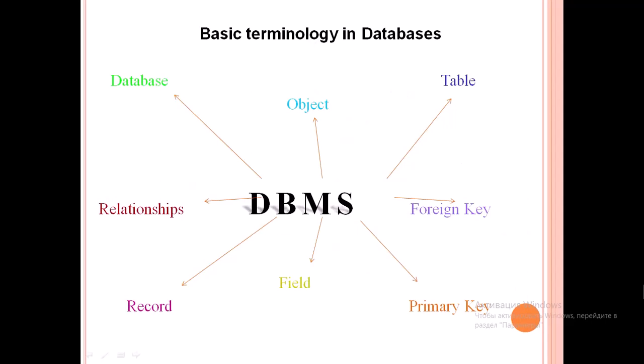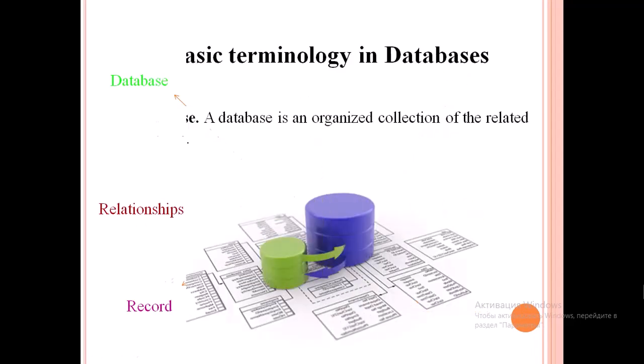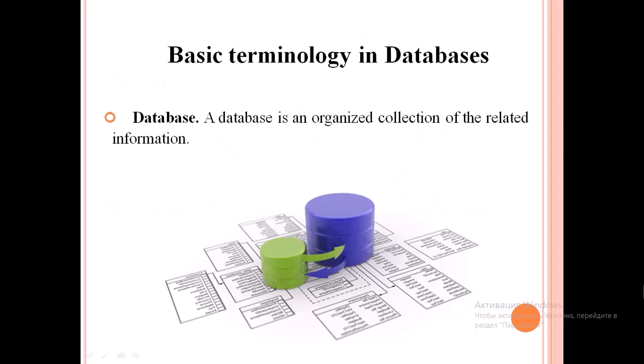There is given some basic terminology in database. Database management systems consist of object, table, foreign key, primary key, field, record, relationships, and database. A database is an organized collection of the related information.